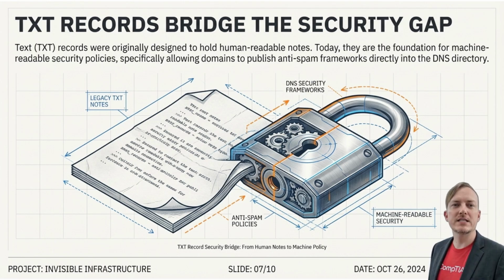Pillar 2 brings us to trusting the mail. We use TXT, or text, records. Originally, these were literally just designed to hold human-readable notes for administrators. Today, they have evolved into the foundation for machine-readable security. They allow us to publish powerful anti-spam policies directly into our public DNS directory.